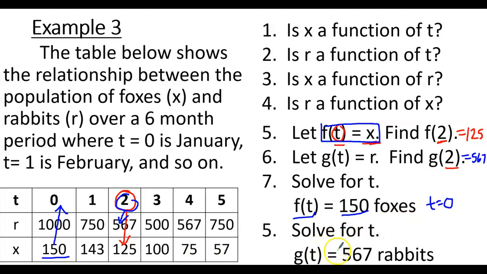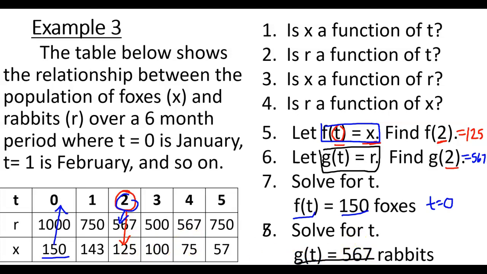All right. Let's take a look at this last one here. It's numbered 5 for some reason. That's supposed to be 8, though. Solve for t once again. G of t is equal to 567 rabbits. So in this case, we're going back to the g function. So here's our g function. The input is a t, the output's an r. So in this case here, that 567 is an r value.